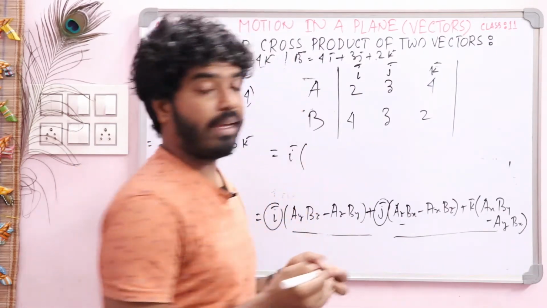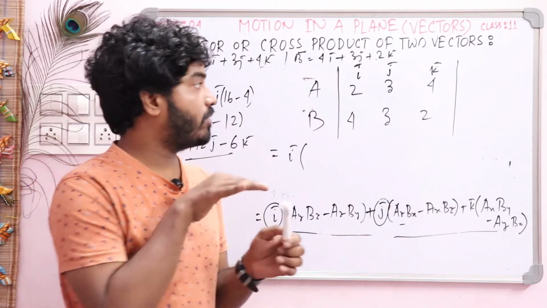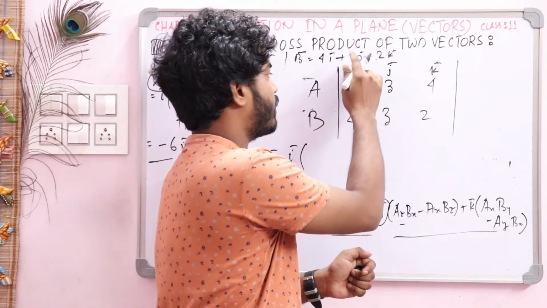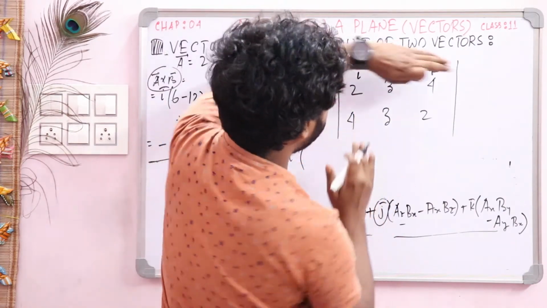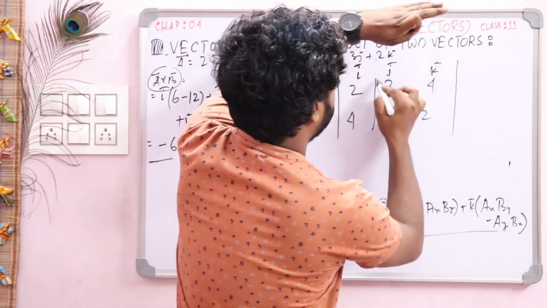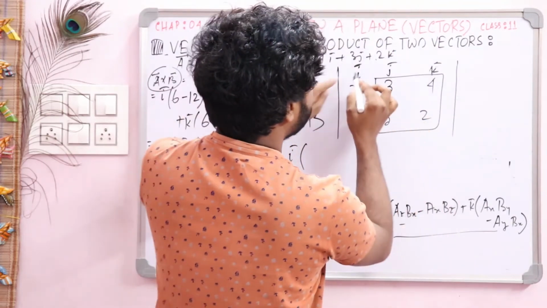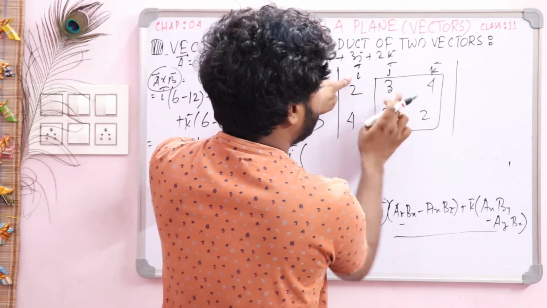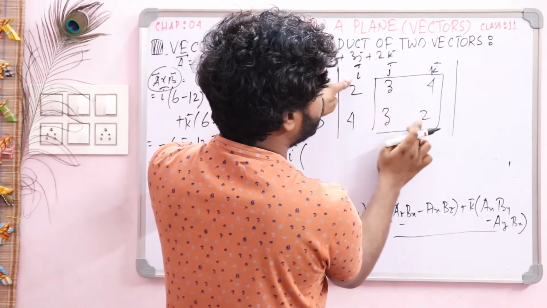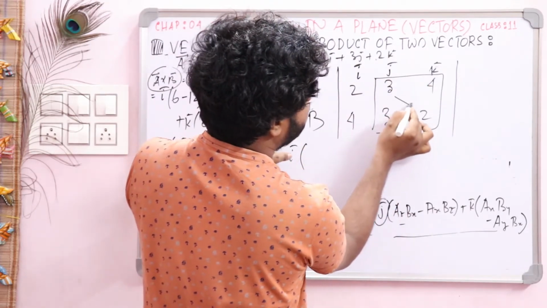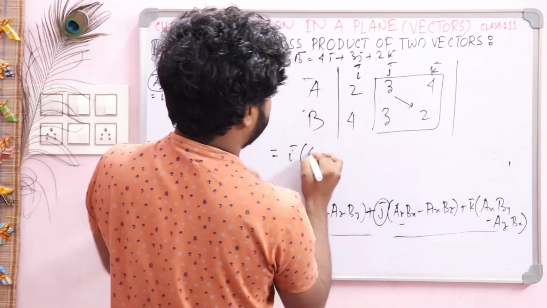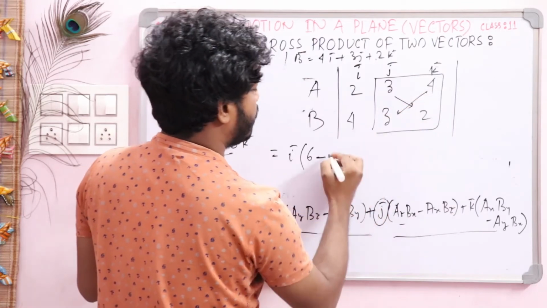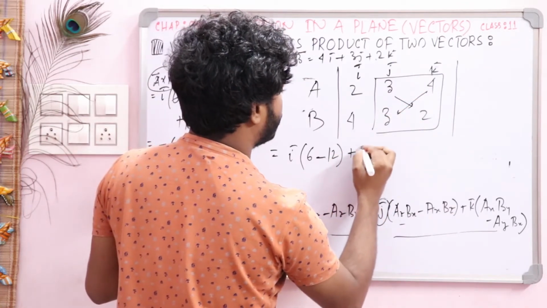When you are writing i cap, you just forget about the corresponding row and column. That means you just forget about this portion and i j k. So the remaining part becomes this one. You just forget about this line and this line, corresponding row and column. So the remaining part is 3 4 3 2. Now you just multiply in this way, 3 into 2, that is 6, then minus in this way 4 into 3, that is 12, plus j cap.